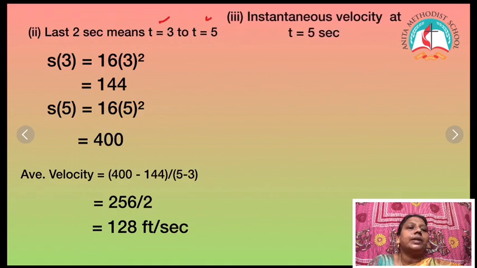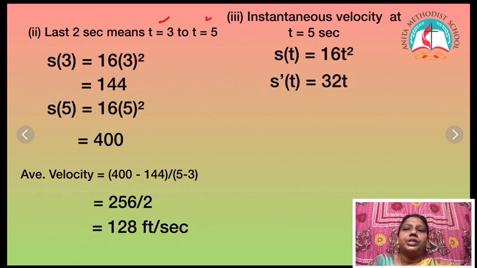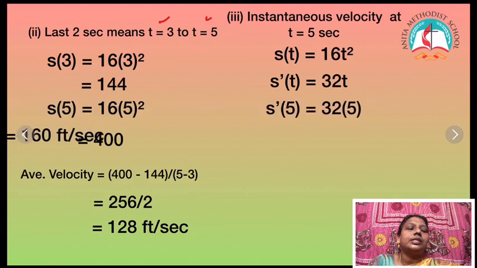Now the instantaneous velocity. What is given? t is equal to 5 seconds. So I have to differentiate the given equation. First I take the given equation, and now I differentiate it. Since we have t square, it becomes 2t, so 32t. Now I substitute t is equal to 5. If I substitute, I will get 160 feet per second.